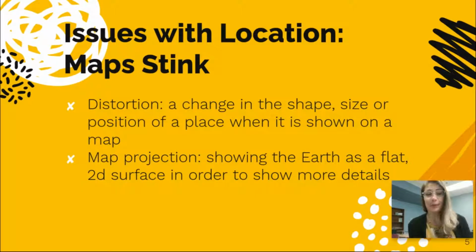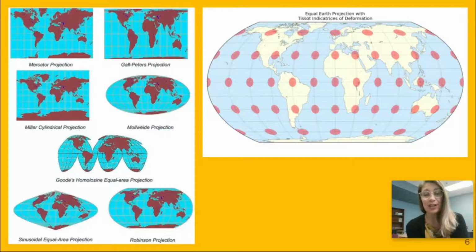So a map projection is showing the Earth as a flat 2D surface in order to show more detail. And when we do that, it will be distorted, right? No matter what kind of map that we have, it will always have some sort of distortion because there is no perfect projection. Whew, such a hard word. So here are some different projections.